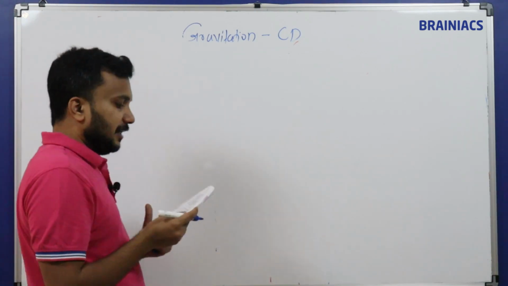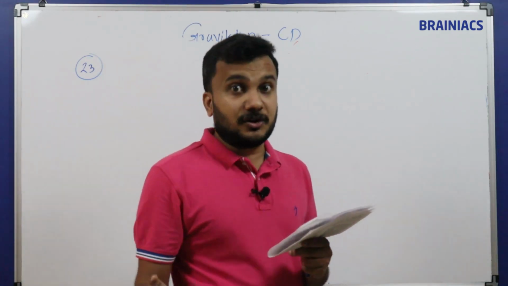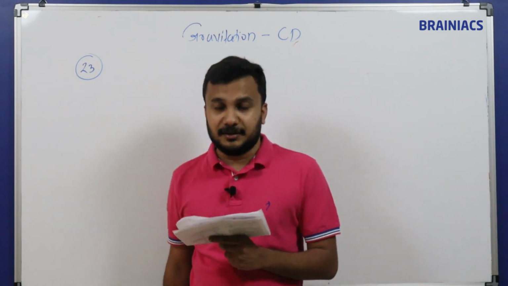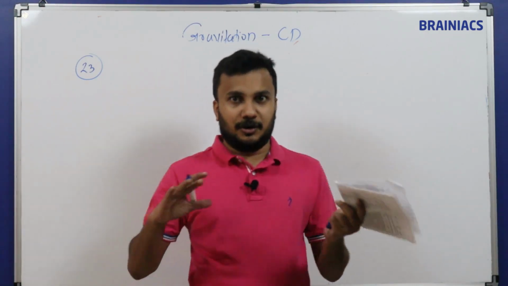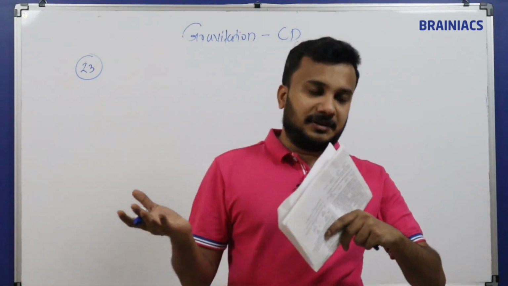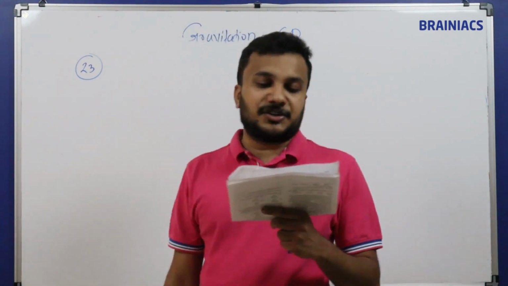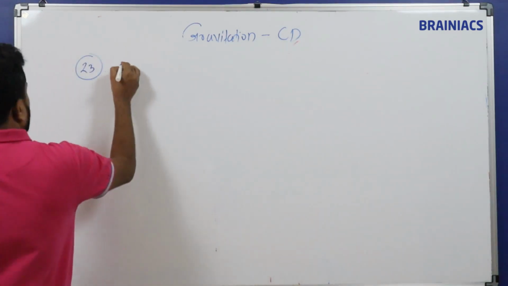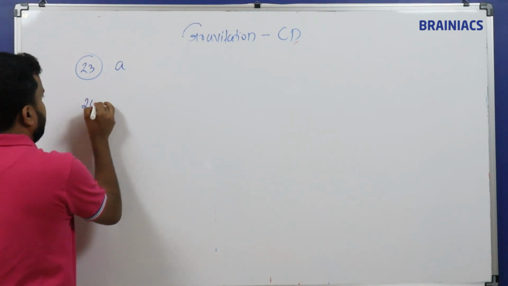What is 23? When a planet moves around the sun, which one is constant? Areal velocity is constant, linear velocity v is not constant, speed will be changed, as I told, right? In perihelion, speed will be higher, at aphelion speed will be lower, so the speed will be different at perihelion and aphelion. Angular velocity omega is not constant, but what is only constant? Areal velocity is constant according to Kepler's law. So for 23, option A is the right answer. So let's move to the next question, which is question number 24. So 23 is a theoretical based question.